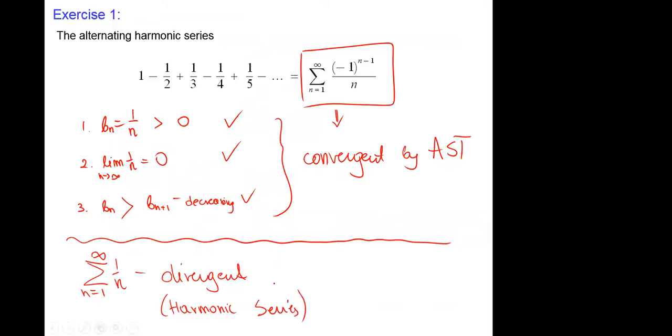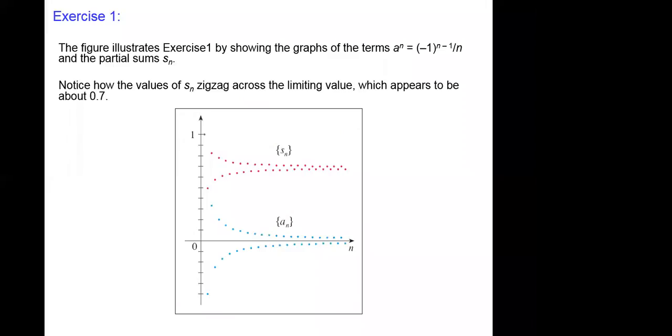Harmonic series. Just remember we can use AST if we do have this alternating part. Okay, and let's see what else I have. This is just showing another graphical explanation of the above series. We can see a sub n are just the terms, like -1, positive 1/2, -1/3, positive 1/4. They are getting smaller and smaller, but that's actually the terms.